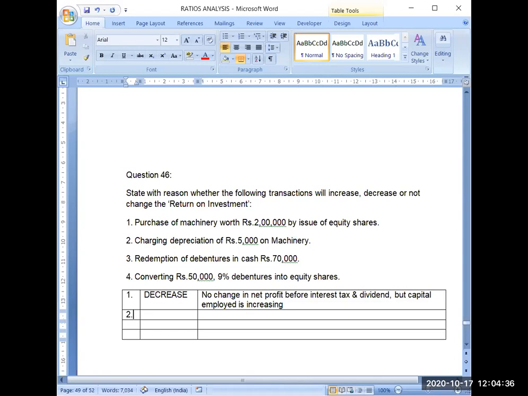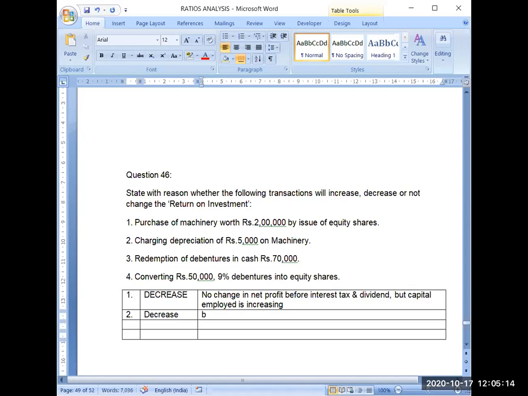Now coming to the second point, charge of depreciation of rupees 5,000 on machinery. When you charge depreciation on this machinery, obviously your profit will decrease. But because profit is also part of your capital employed, your capital employed will also decrease. So both are decreasing. That's why again this ratio will decrease.